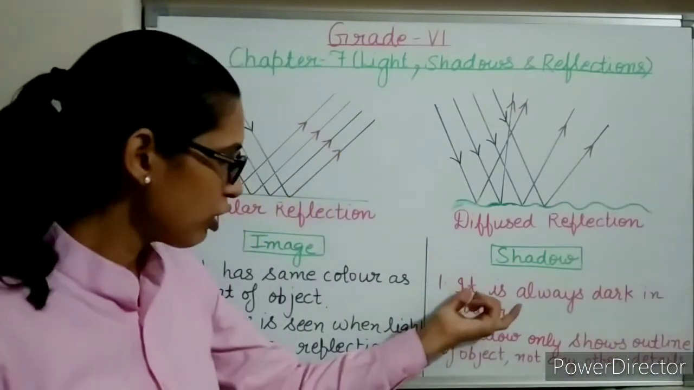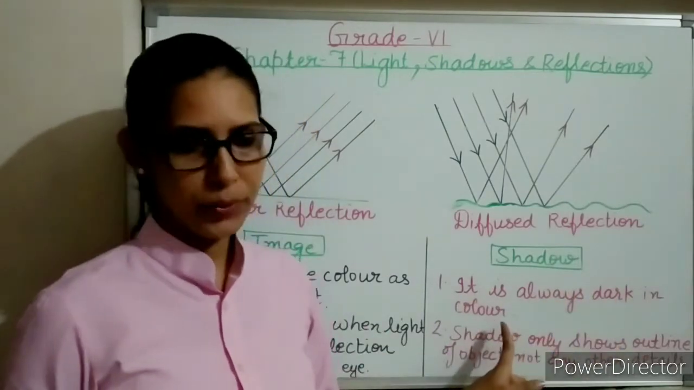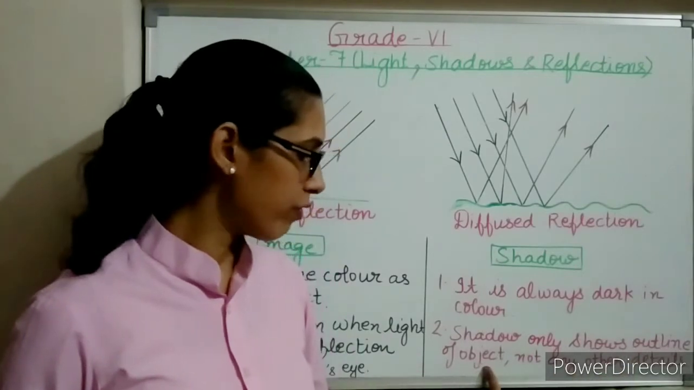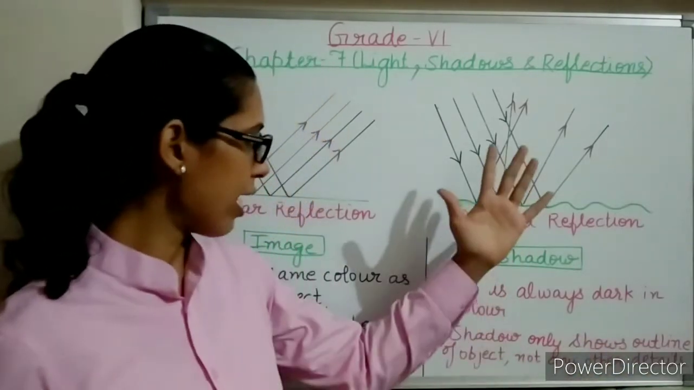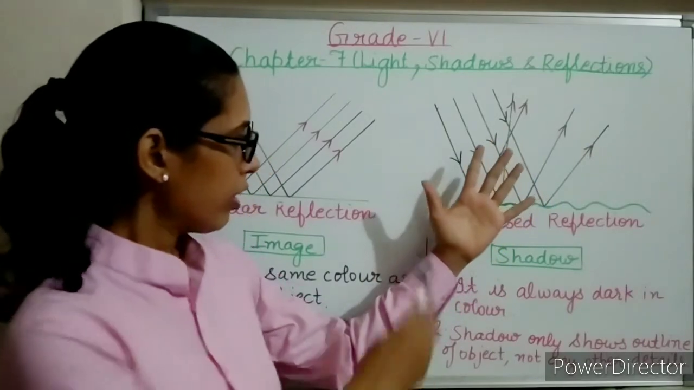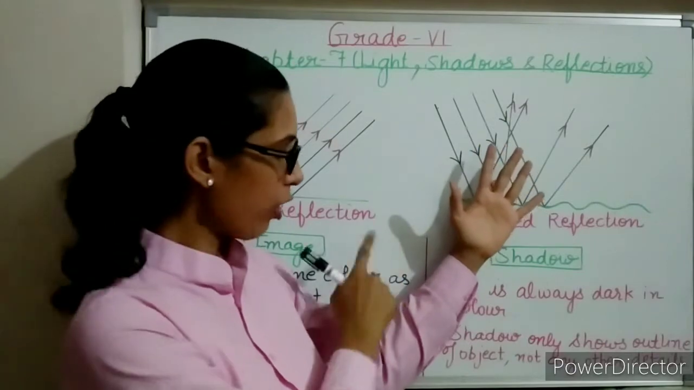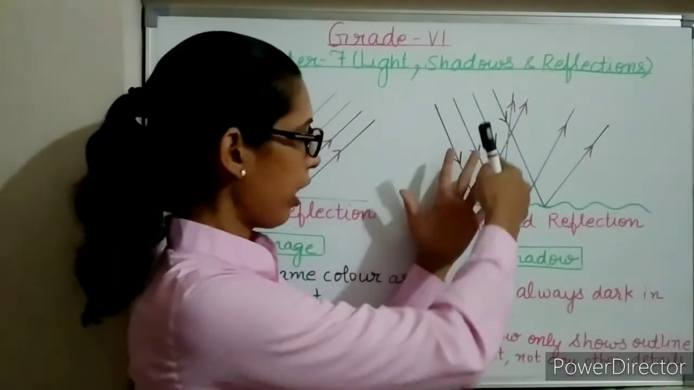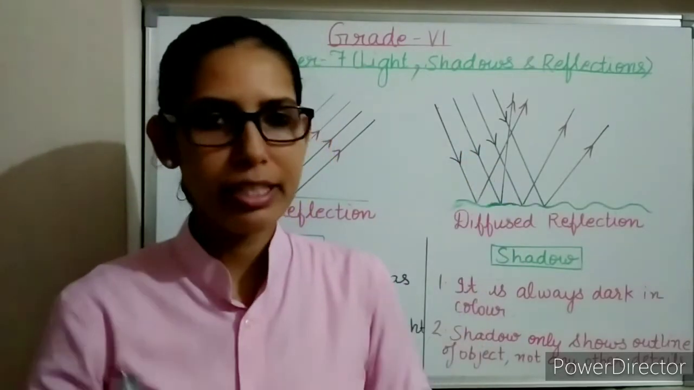But if we talk about shadows, the shadow is always dark in color. Okay, and shadows show only the outline of the object, not any other details. Okay, as you can also see here, here you can see the shadow of my hand on the whiteboard. So the shadow only shows the outline, or we can say the shape of the object. It cannot tell the details of the object.